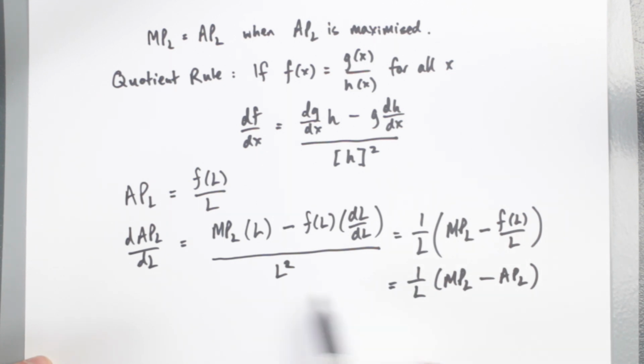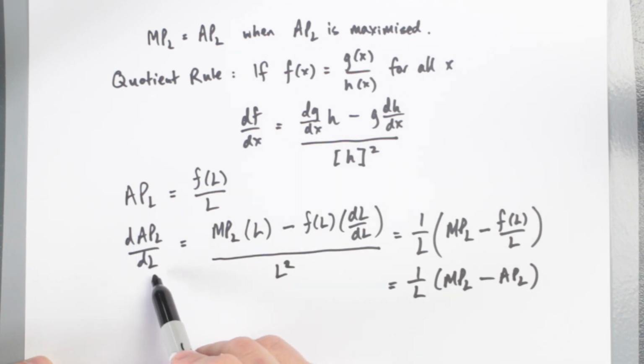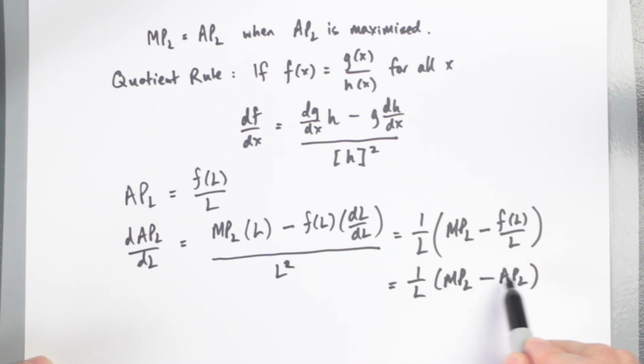Okay, so this is the first derivative of the average product of labour function. And you can see that to maximise the average product of labour, I'm choosing the L that makes this derivative 0. So essentially when this bracket is equal to 0, that's when APL is maximised. And of course this is equal to 0 when MPL is precisely equal to APL. Okay, so that's a mathematical proof of the idea that average product of labour is equal to marginal product of labour when average product of labour is maximised.